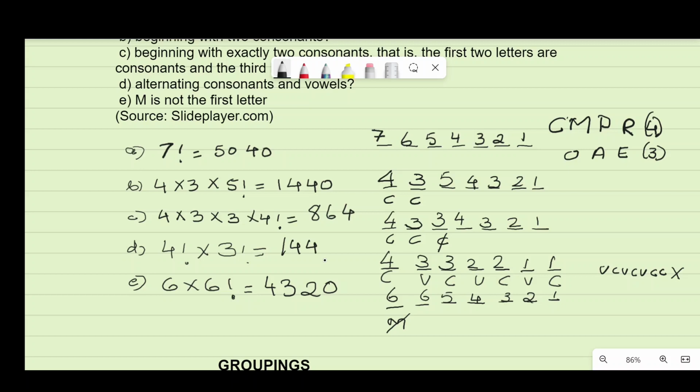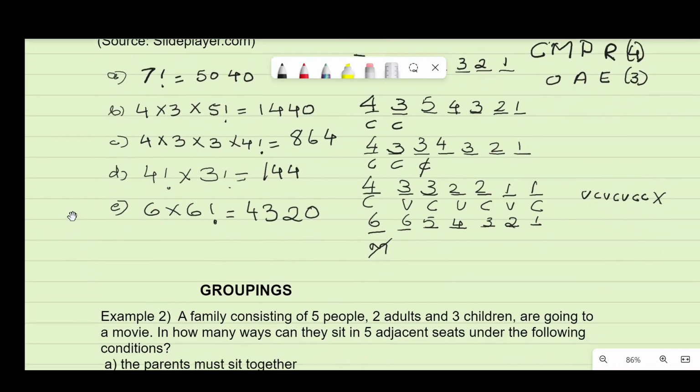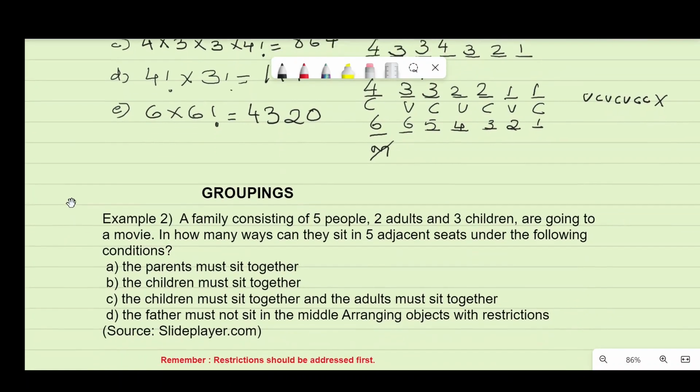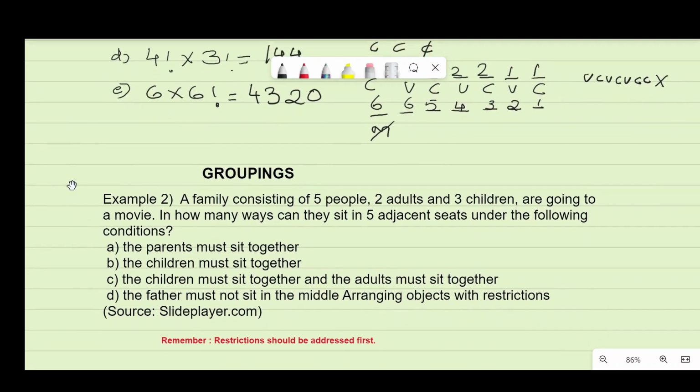Okay, I hope you understand this one. Can we also do the groupings now, because we only did one question today? Let's also see groupings now. So what we were doing just now was arrangements with the restrictions. They are very important. They always ask in the examination. Now groupings. In groupings, let's see this example.